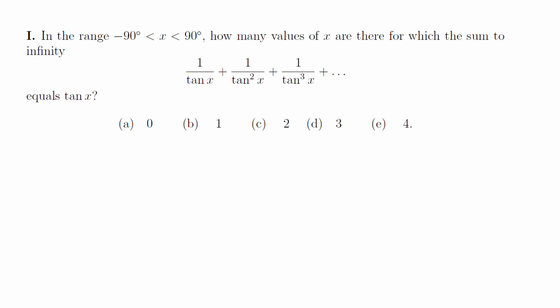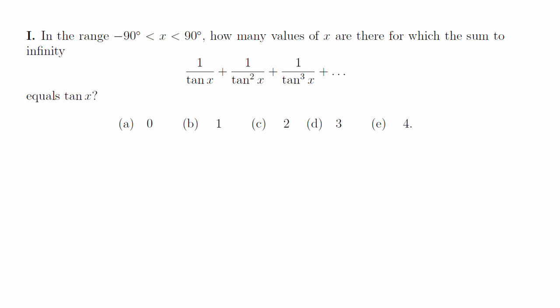1i. This is the sum of the terms of a geometric progression, and the sum to infinity is 1 over tan x minus 1. If we set that equal to tan x and solve the quadratic for tan x, we find two possible values of tan x, but in fact we need 1 over tan x to be between minus 1 and 1 so that the geometric series converges.